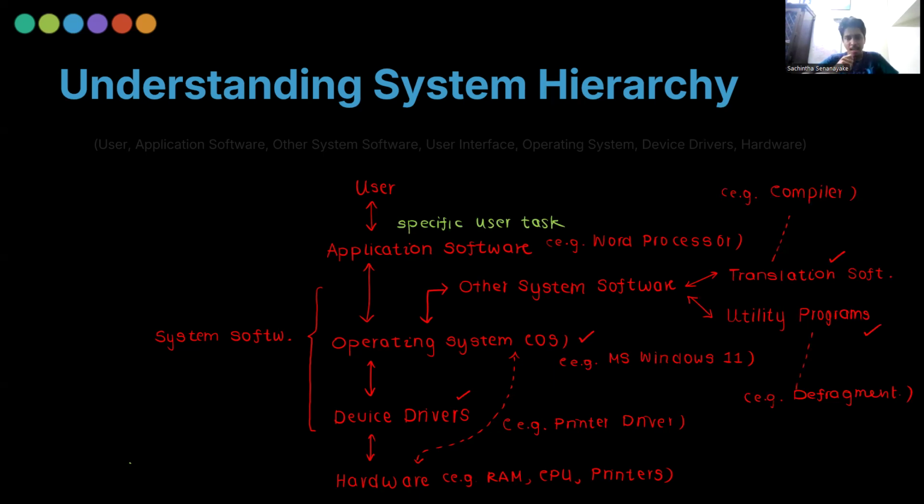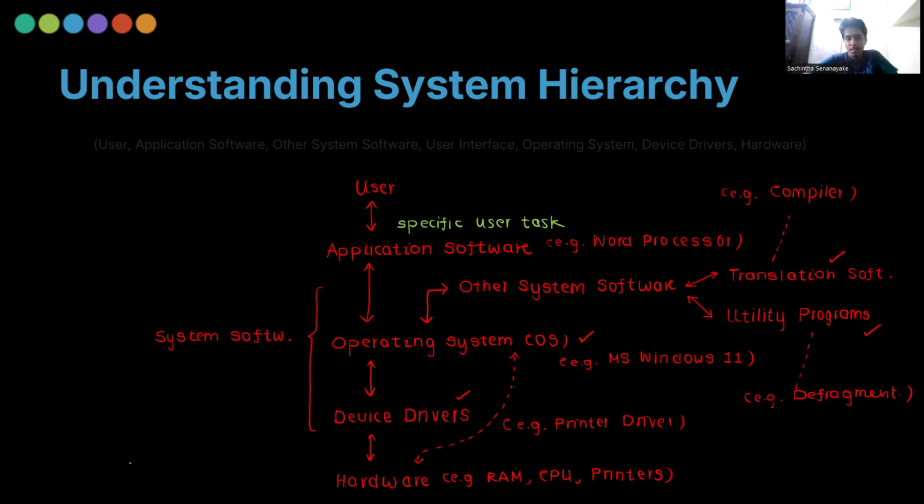Then other system software, translation software, we will be studying what that exactly is. But in summary, translation software is used to translate high-level programs into machine code. Utility programs are programs that perform the configuration and maintenance tasks of your computer, right? They look after your computer, just making sure that everything is running properly. So we'll look at the definition there as well soon.